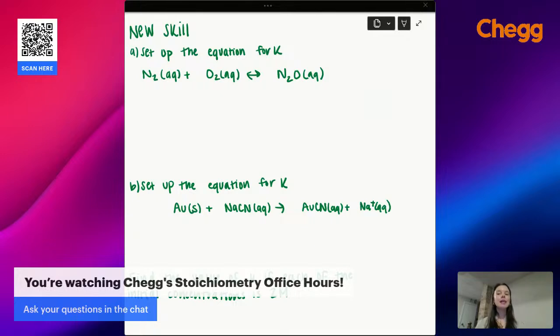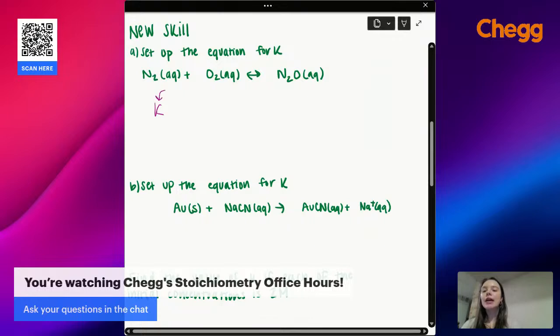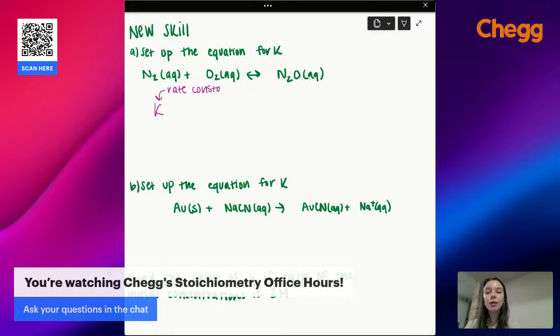So we want to set up the equation for K. We have this equation, N2 plus O2 yields N2O. And just as a brief recap of what a K equation is, K is a rate constant. It's really important in solving rate problems and rate of reaction problems, which most schools I don't think touch till Chem 2, but it is very important. And I know a lot of people take Chem 2 in the spring semester. So K is our rate constant.